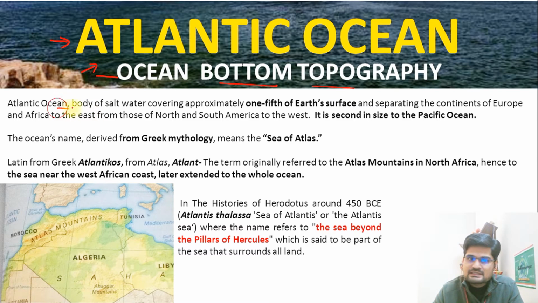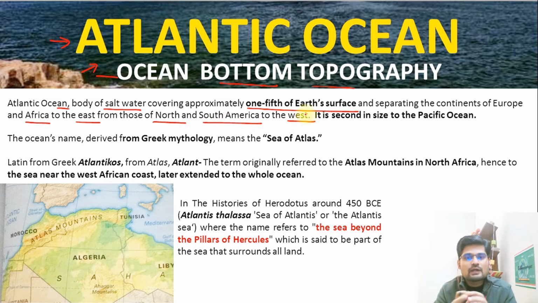So the Atlantic Ocean basically is what? It's a body of salt water, as we know, and it covers 1/5 of the Earth's surface. That is important in terms of its area or size, and it separates the continents of Europe and Africa to the east from those of North and South America to the west, that we know as in the world map. And it is second in size to the Pacific Ocean. So remember, Pacific is the largest and second largest is the Atlantic Ocean, right?